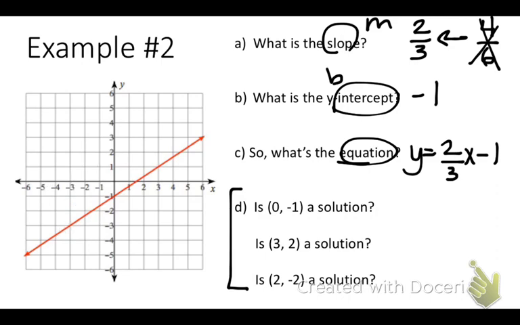All right, moving on to, is it a solution? The point 0, -1, is it a solution? Yes. The point 3, 2, is it on the line? No. And last but not least, the point 2, -2. Is that a solution? Is it on the line?